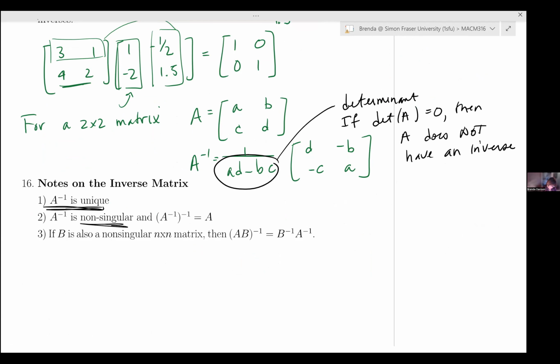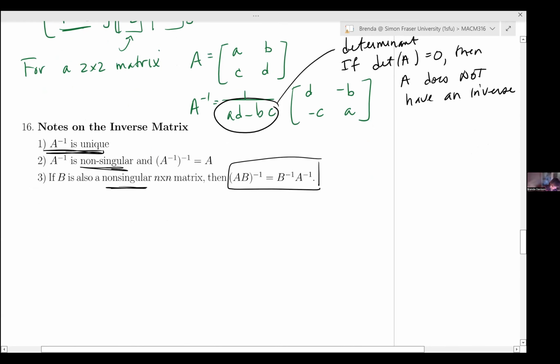If we have two non-singular matrices, these are matrices which have an inverse for which the determinant is non-zero, then we have this important relationship between the inverse of the product. We're just going to say something about singular right here.